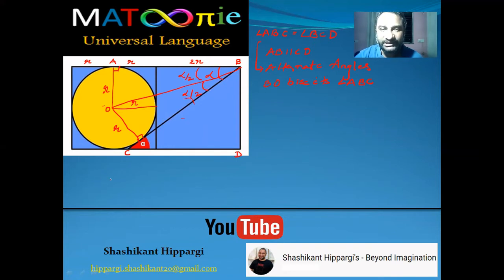So if you take the triangle ABO outside, then you will get something like this. This is B, this is A, this is O, this angle is alpha by 2, and this angle is 90 degrees. You can see from the figure that this length AB is R plus 2R. Look here. This is R plus 2R. So this must be equal to 3R. And this length is equal to R.